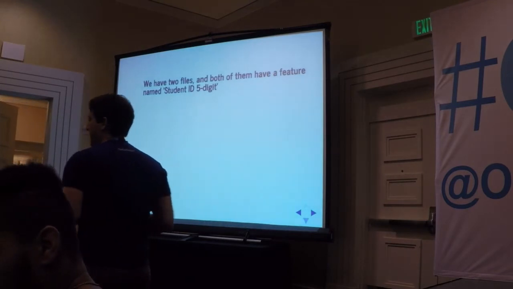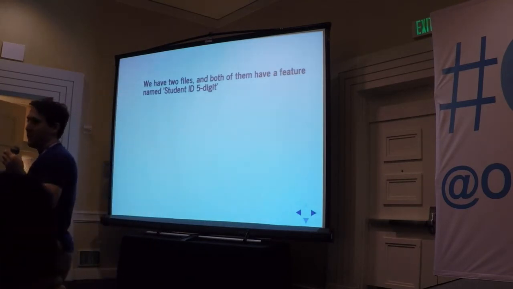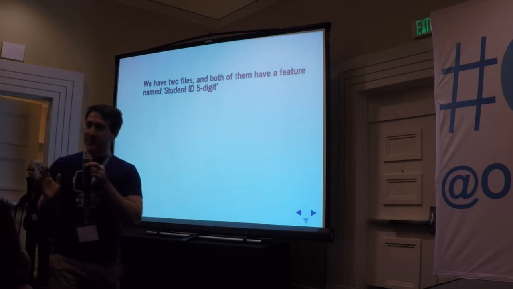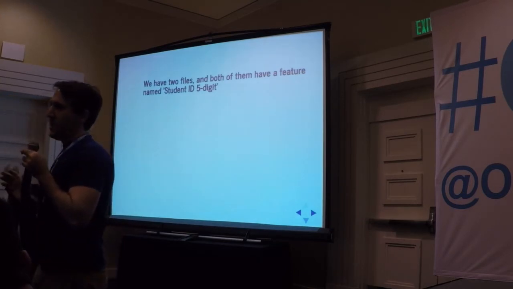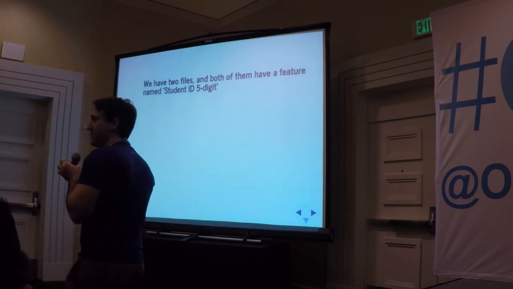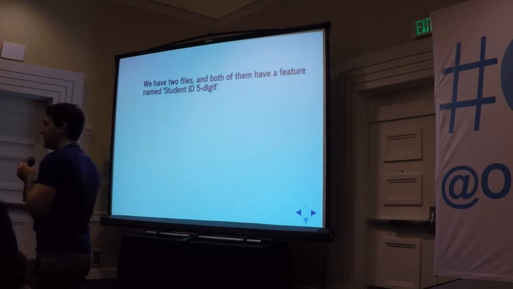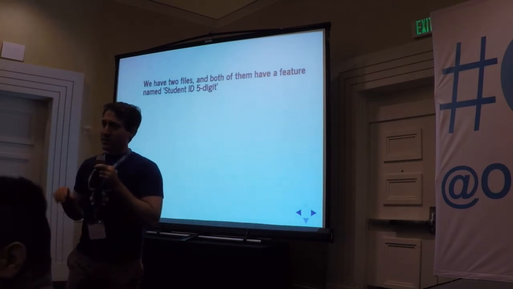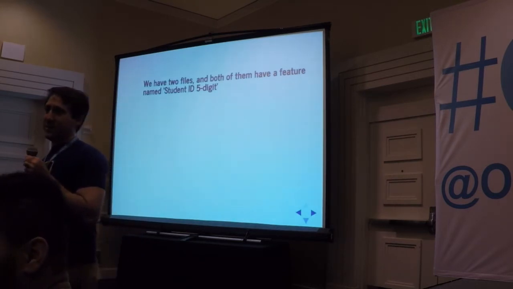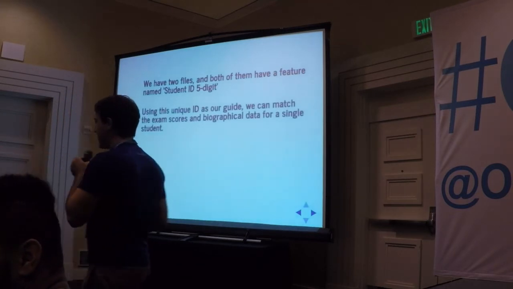So the next part is, we said we have two files. We have this biographical data file, and we have this exam file. When we do our modeling, we want to combine them into one big data frame because we can't deal with these two things separately. And so a common thing to do is to merge two files together, take two data frames, stick them together.